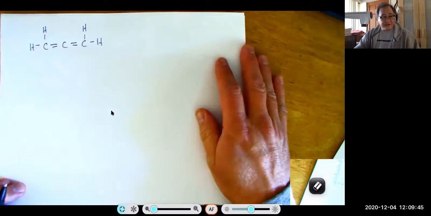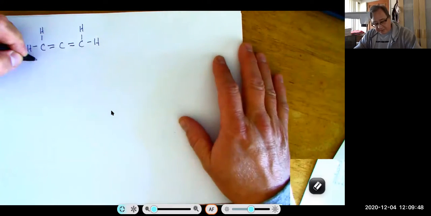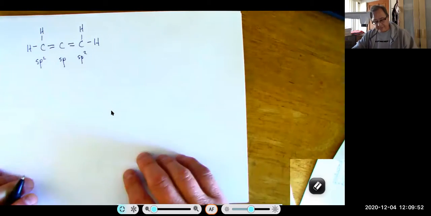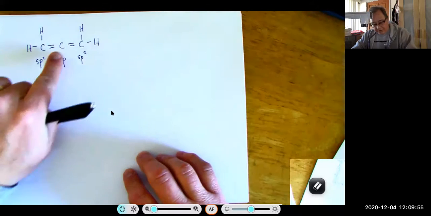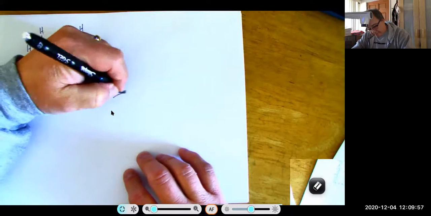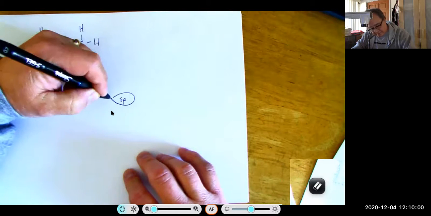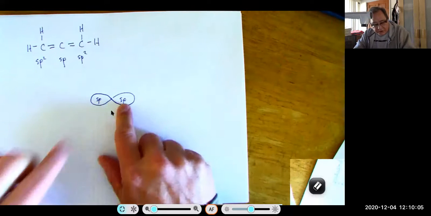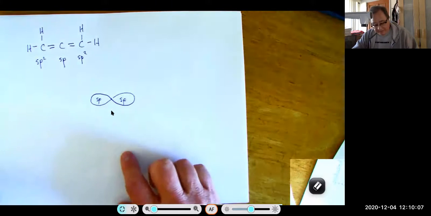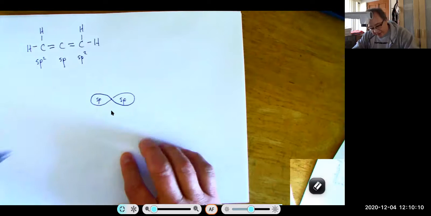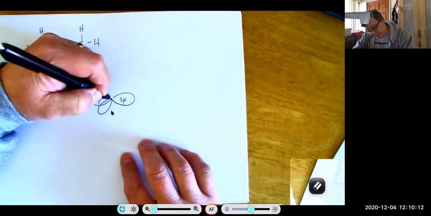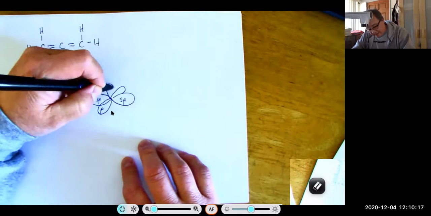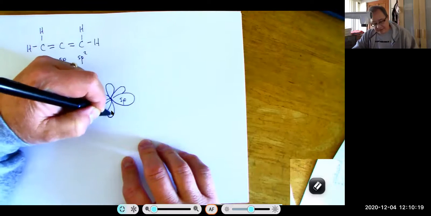Okay, can you see that? Okay, this is sp2, this is sp, and this is sp2. Now I'm going to draw this guy first. Those are the 2 sp hybrid orbitals. And then there's this, an unhybridized p, and this is an unhybridized p.